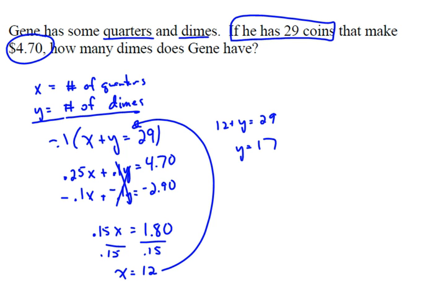And you could go through and check yourself. 12 quarters is equal to $3. 17 dimes is equal to $1.70. $3 plus $1.70 is $4.70. And thus, you've got the right answer.